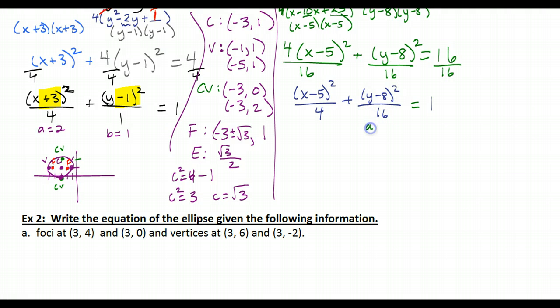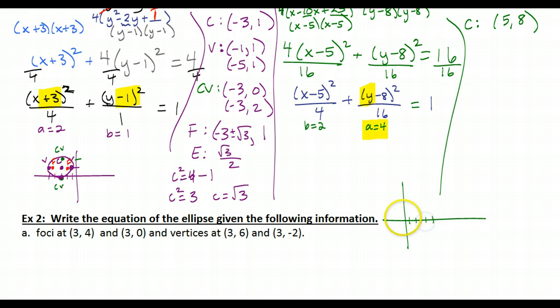So here's my equation, and my A value is 4 this time, square root of 16, and B value is 2. And notice I had 3 examples in a row where the A value went with X. This time, please take note of the fact that the A value goes with Y. So that means this time to find my vertices, I'm going to go in the Y direction. Let's find our center first, though. Okay, so center is 5, 8.